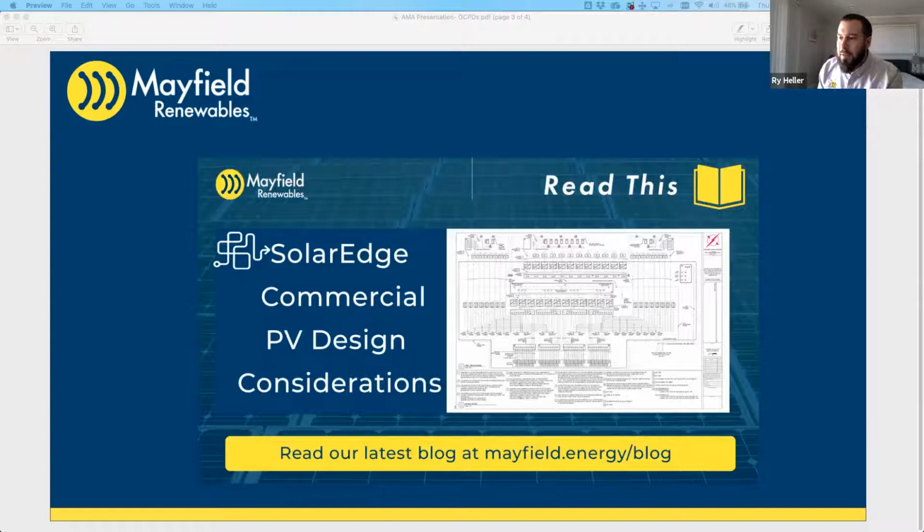230.80 also kind of throws a wrench in there, talking about if there's more than one service disconnecting means, then the combined number of switches or circuit breakers can't be less than that value. And so I'm still a little unclear what the minimum really is, but I feel like 60 amps is reasonable.